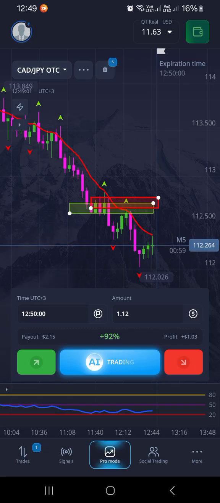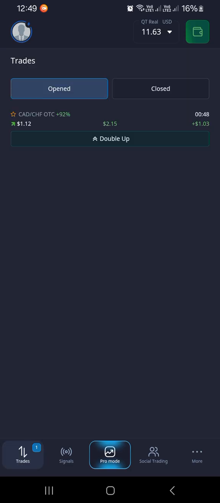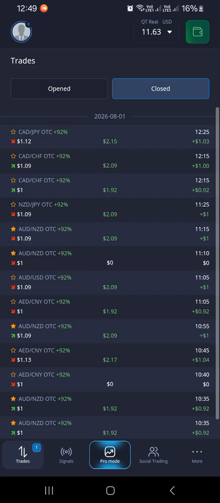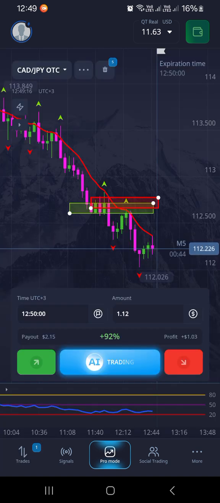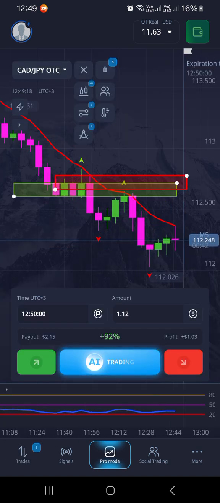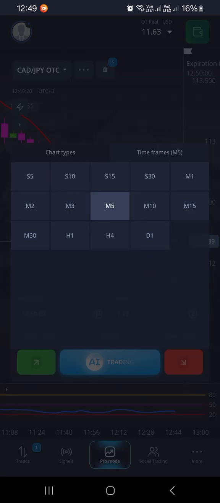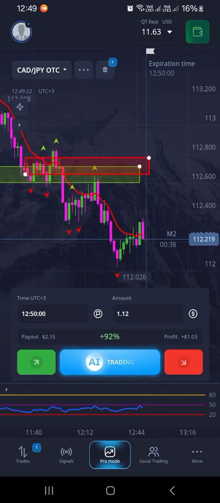So this was our trade number 12. It was a very fantastic trade. Look how beautiful it was, guys. Even when coming to the lower time frame, it was a very fantastic trade. A very fantastic trade, guys.